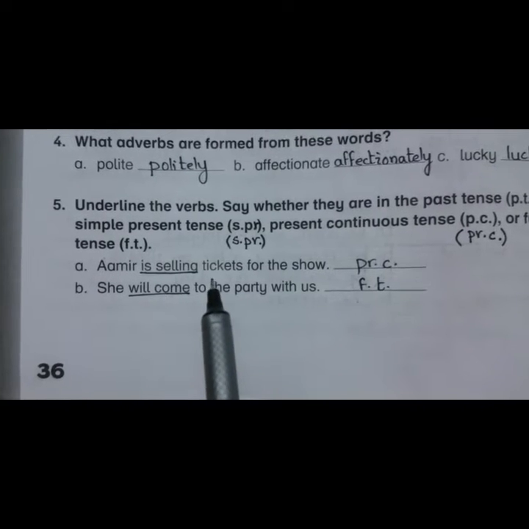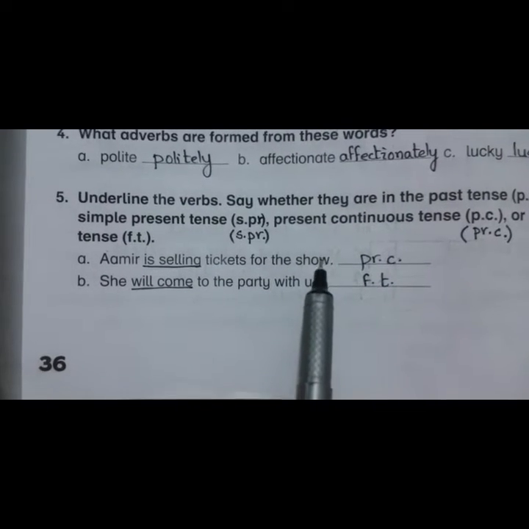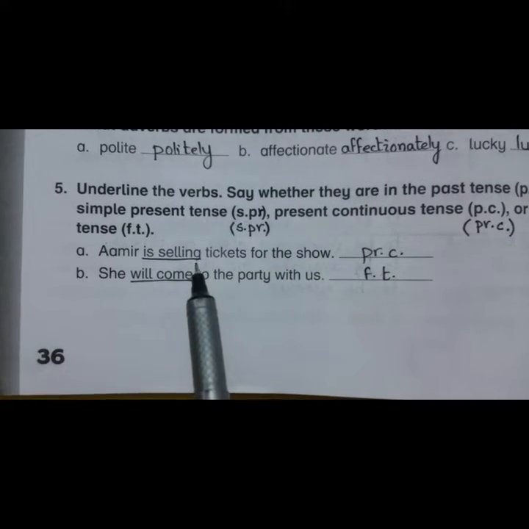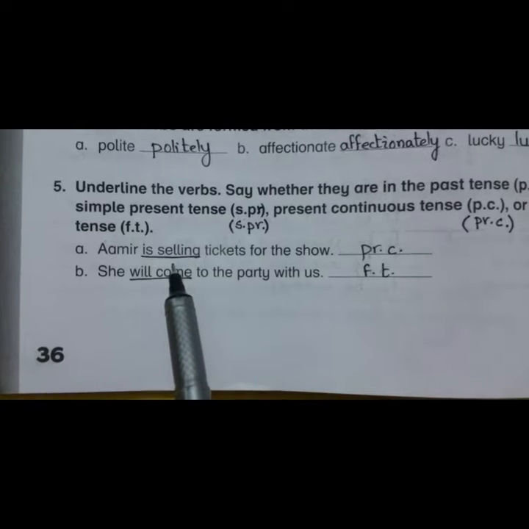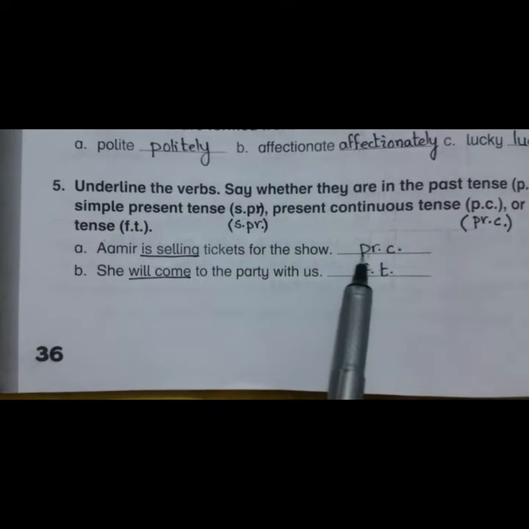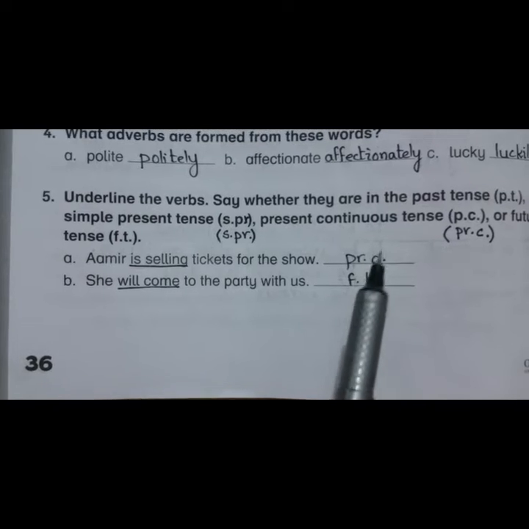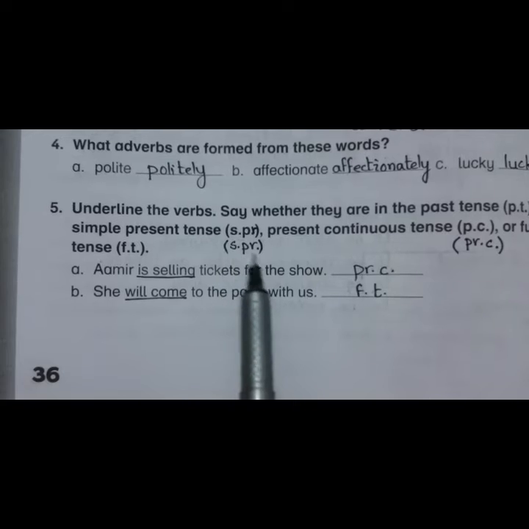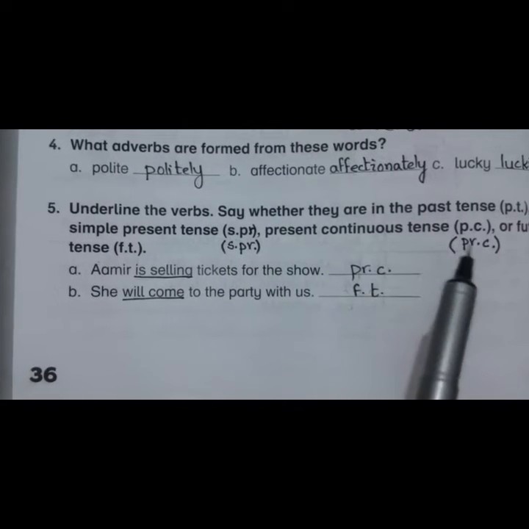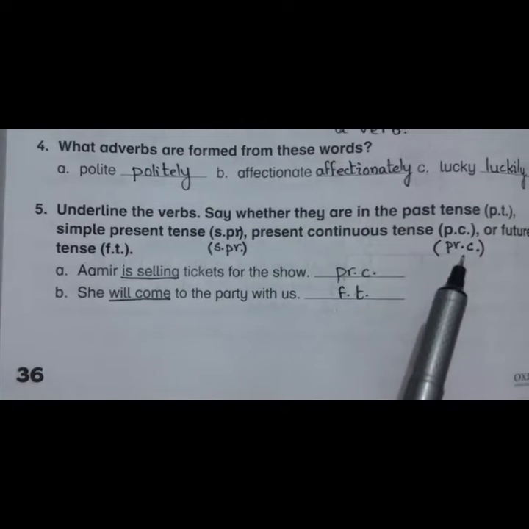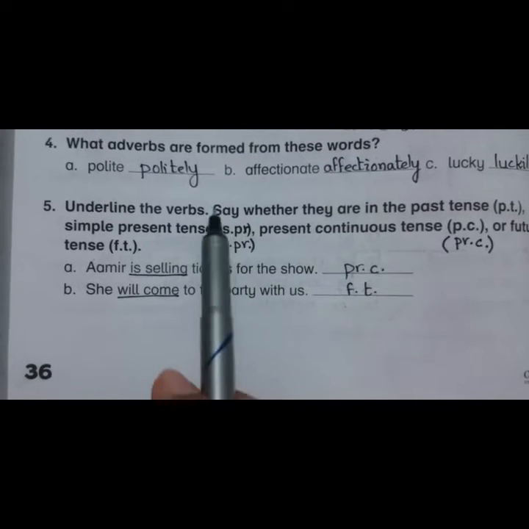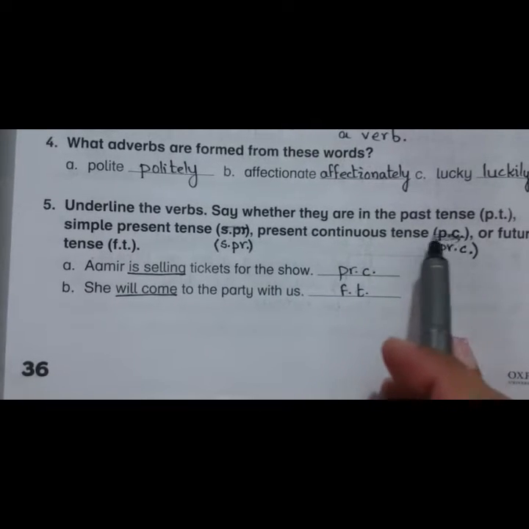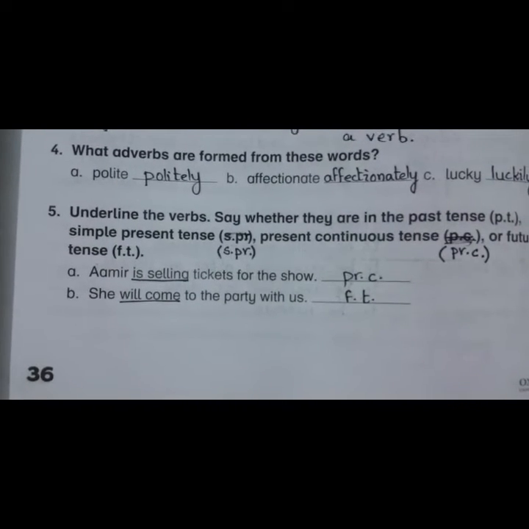Amir is selling tickets for the show. First of all, figure out this verb over here. We know that is selling is a verb, and it's is with first form plus ing. So we know that it is a present continuous tense. And remember that we are representing simple present tense with SPR, while present continuous tense with PRC. So change this thing on your books, cut the old ones and write it down just like I've written over here. Just cut the last one and write down the new ones.